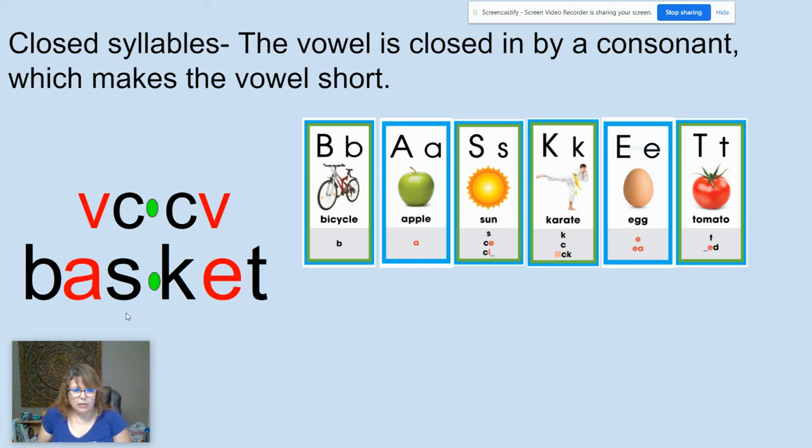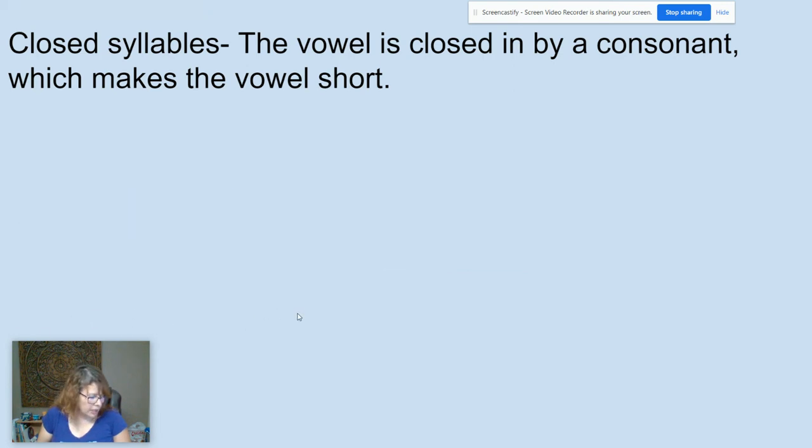And now I'm going to look at my first syllable. It ends with a consonant, so I know that it's a closed syllable. It's an A. So we say b, a, s, bass. And then the second syllable ends with a consonant, so I know this is an E. So we say k, et, ket, bass, ket. What word? Basket.